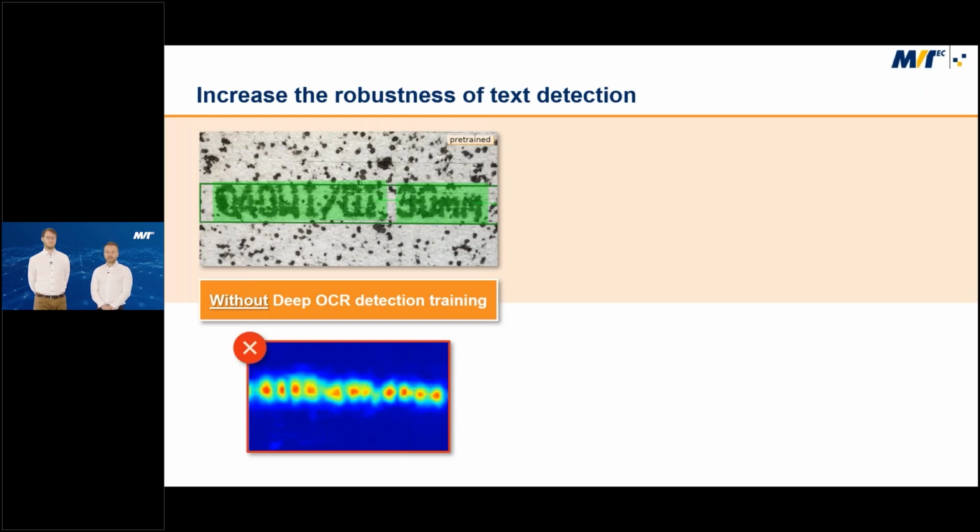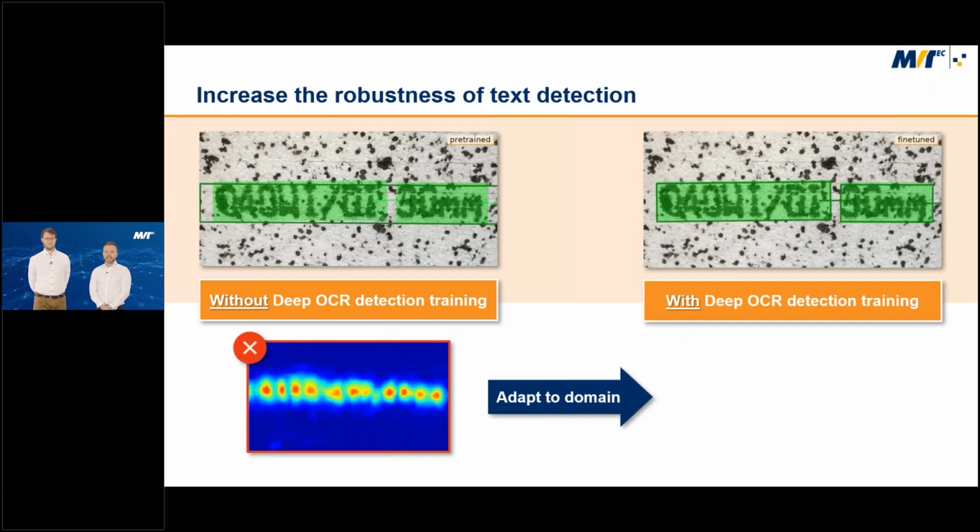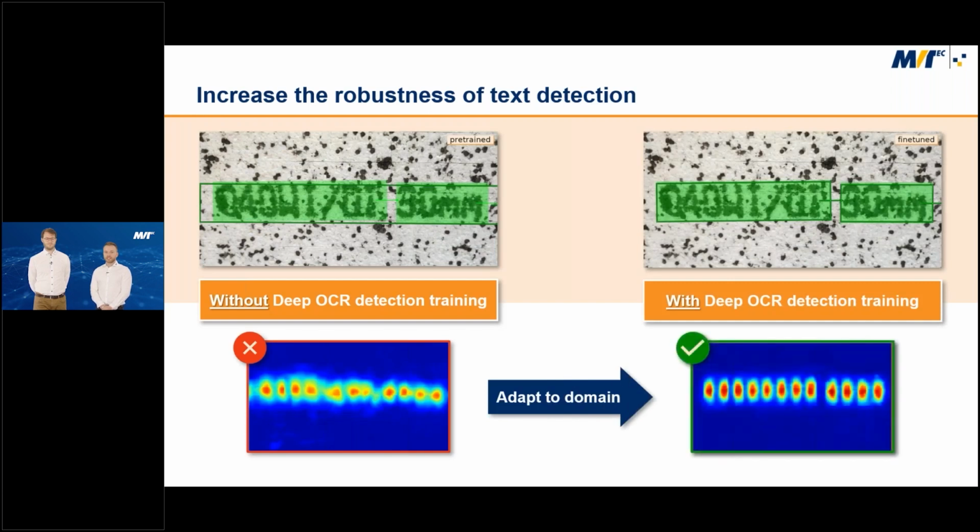But when we have a look at the character scores at the bottom, we can see that the character scores are a little bit blurred. So with a tighter bounding box around the text, we could get better results here. And therefore, we can now train the detection model. So we can label the bounding boxes on multiple images, retrain our Deep OCR model, and get better bounding boxes for our texts. And that also leads to better character scores and to better results. That's our second new feature.